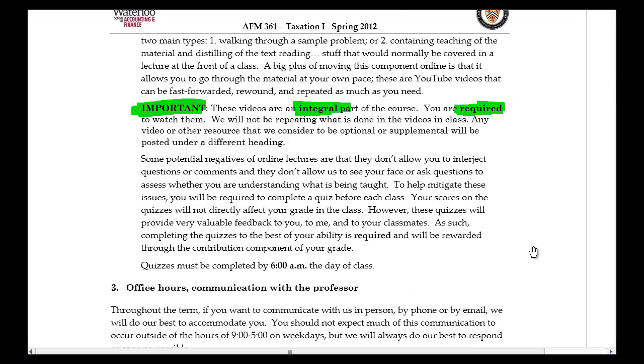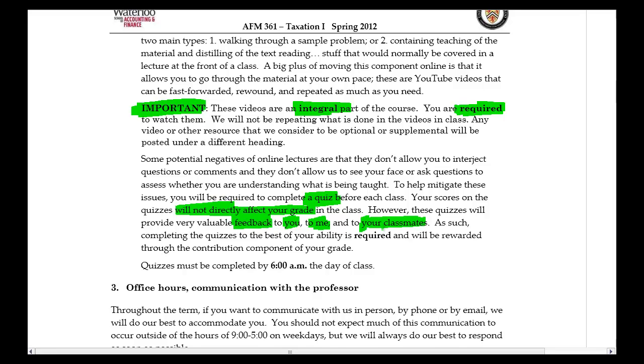To try to get around some of the negatives of this, because it's not perfect, obviously moving things online is not going to solve all of our problems, and indeed it's going to create new ones. And obviously it's a problem when we can't see your faces and you can't raise your hand. We can't assess how much you're getting and not getting. And so to do that, what we're going to do is have a quiz. And these are not going to count in your grade directly. They're purely feedback for you, for the professors, and for your classmates.